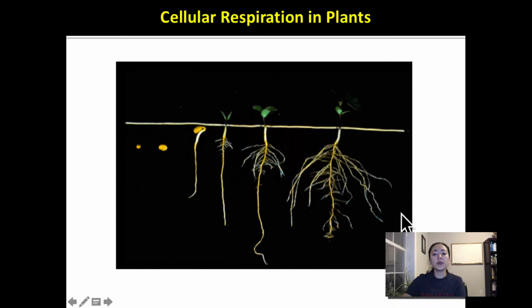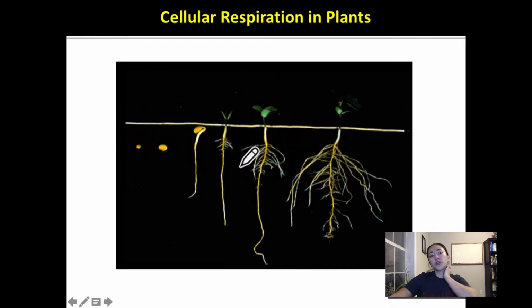So how will you be measuring cellular respiration in our lab? You'll actually be measuring cellular respiration in plants. And remember that plants can make glucose, but plants also have to have mitochondria because they need to be able to convert that glucose into ATP. So plants use cellular respiration and photosynthesis for survival.